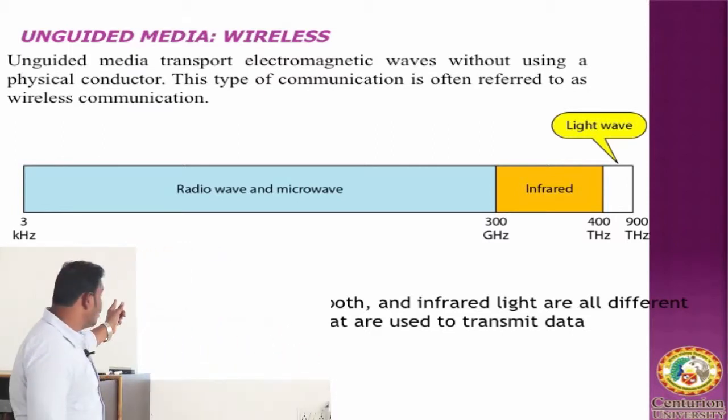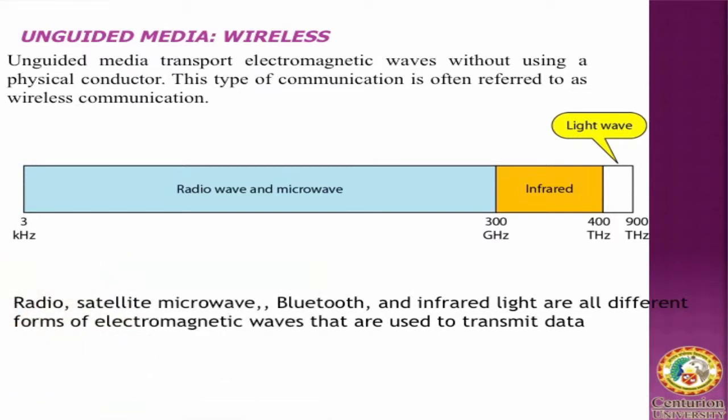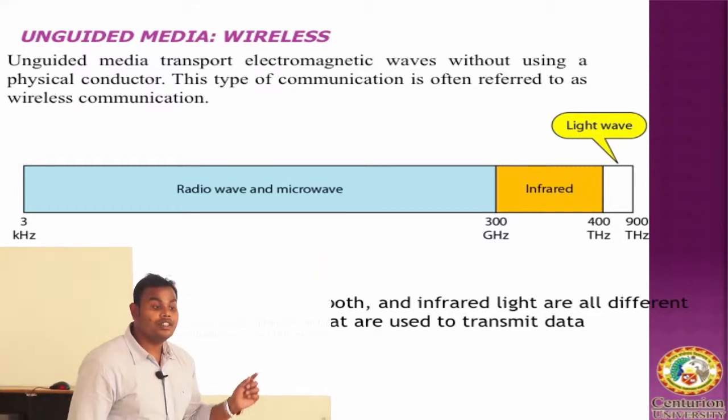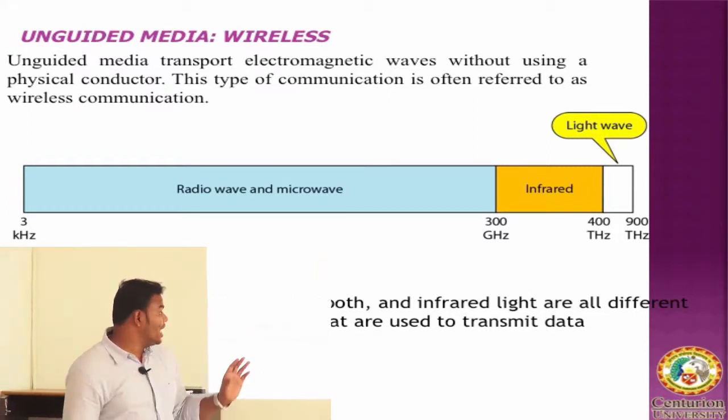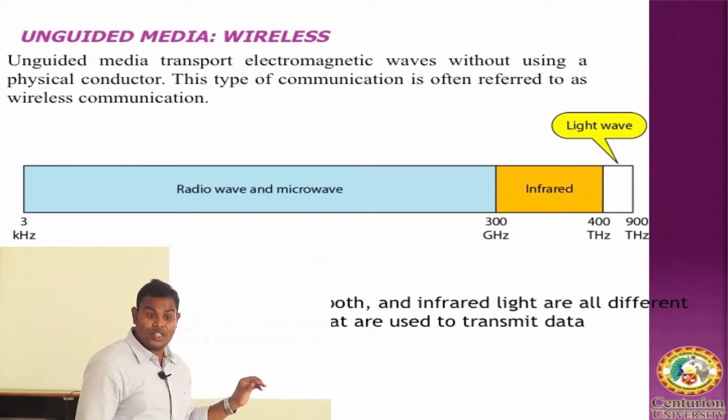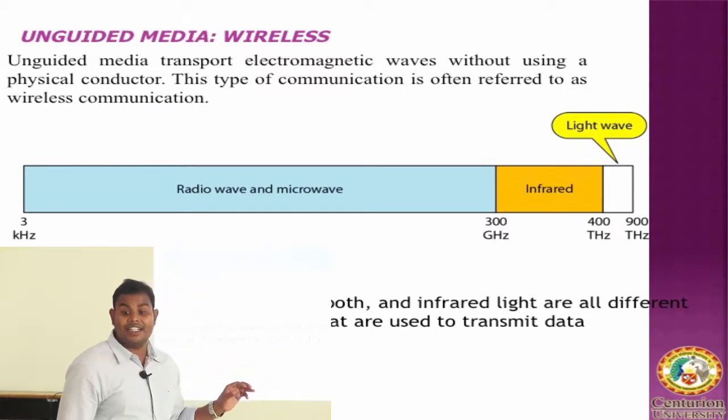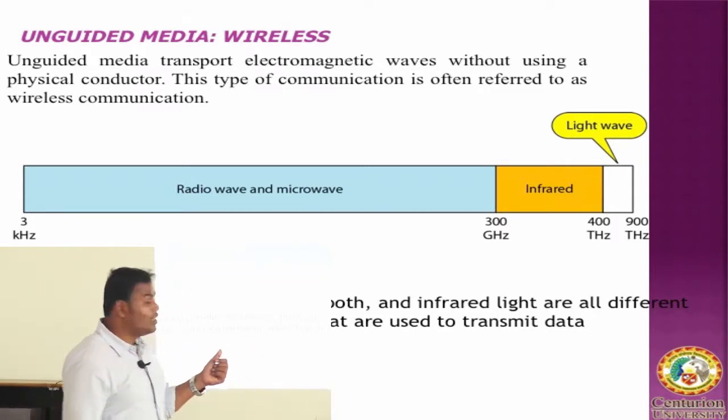Starting from 3 kilohertz to 300 gigahertz, we have radio wave and microwave. So these are 2 frequency values. The next frequency value is your infrared frequency, starting from 300 gigahertz to 400 terahertz. That frequency domain is known as infrared frequency. The last frequency, starting from 400 terahertz to 900 terahertz, is known as light wave.